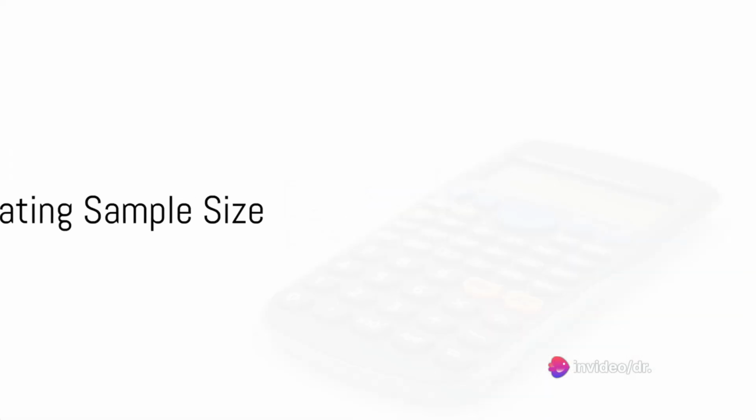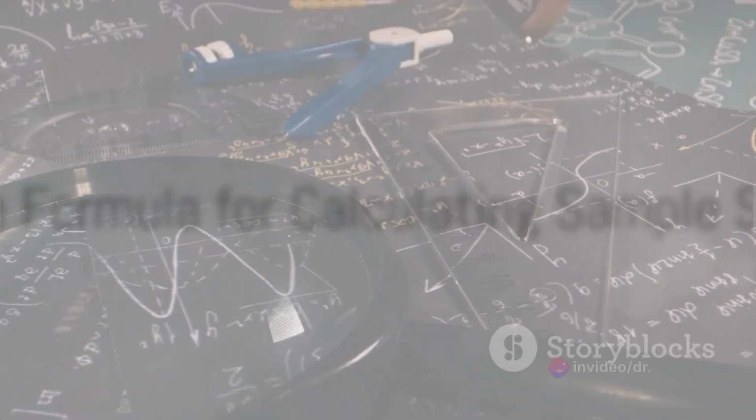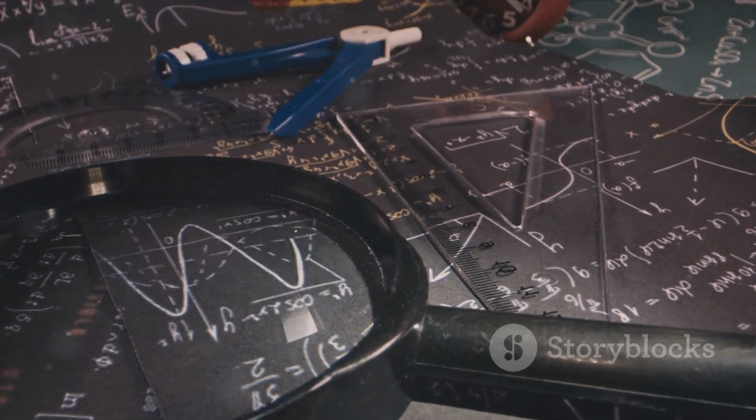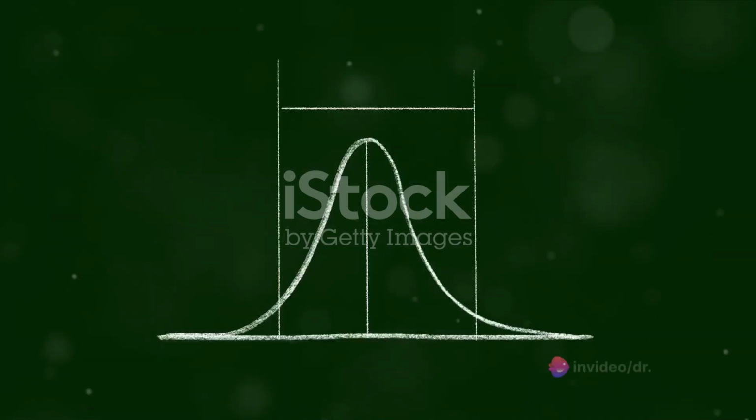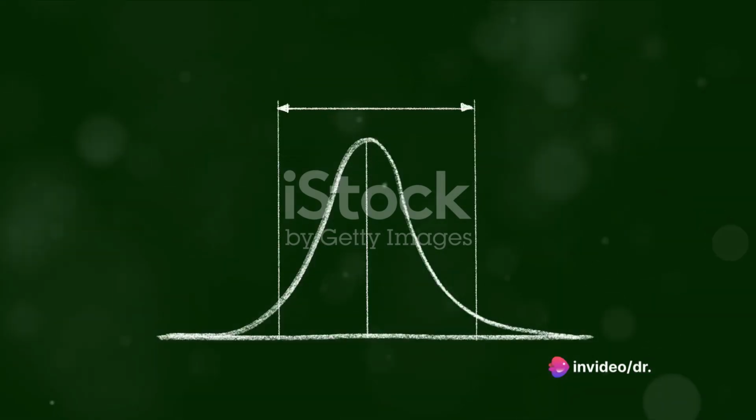Now, how can you calculate the ideal sample size for your research? Well, this is where a handy formula comes into play. The formula is n equals z squared times p times q, divided by e squared.